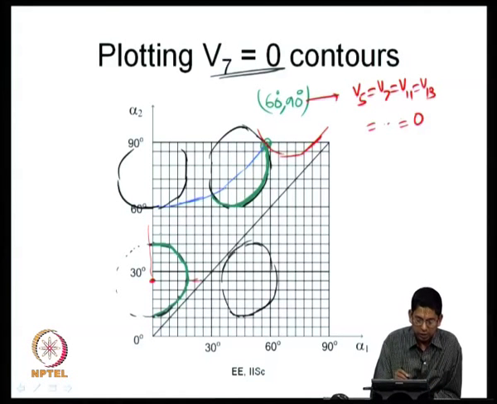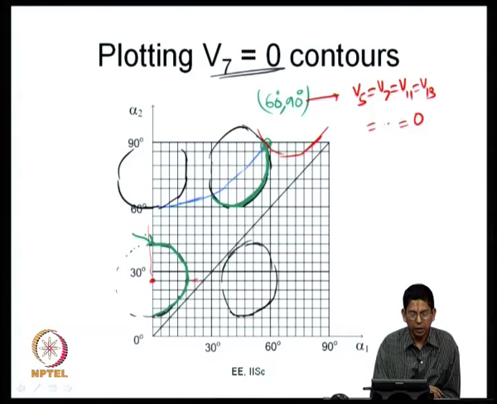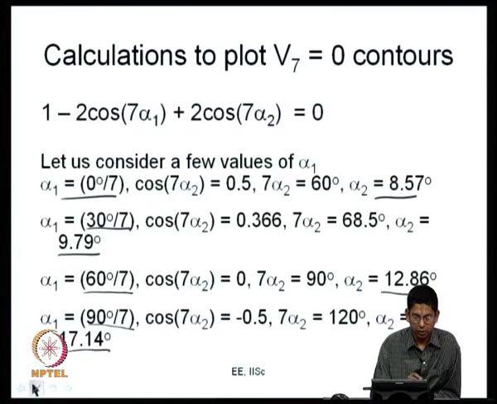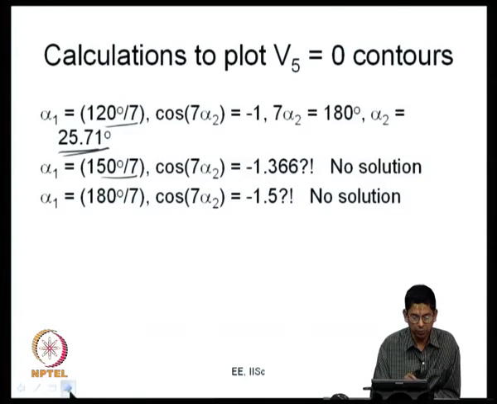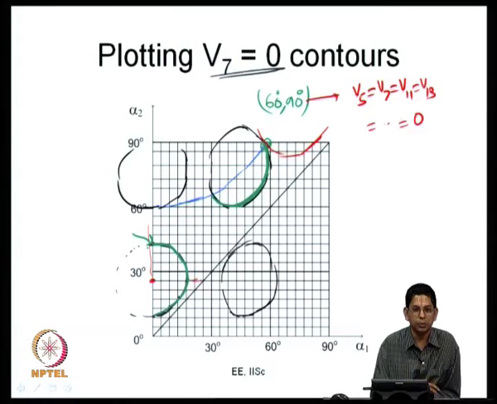So, at this point you have some value of V 1, at this point you will have some value of V 1. What is that point actually? You can just find it out. It is for alpha 1 is equal to 0 and the corresponding value of alpha 2 that we got, that is alpha 1 is equal to 0, 7 alpha 2 is equal to 60, or 7 alpha 2 can be 300 degrees. So, what you have is alpha 2 is 300 by 7. So, that point is actually alpha 2 is equal to 300 by 7.